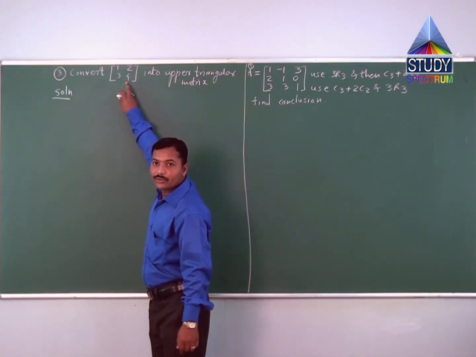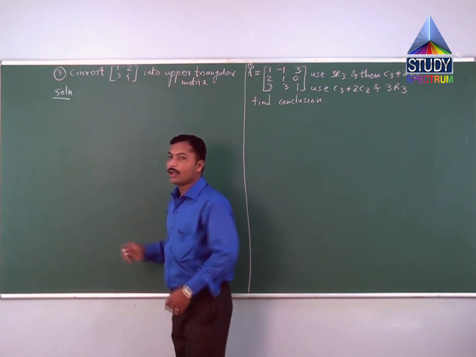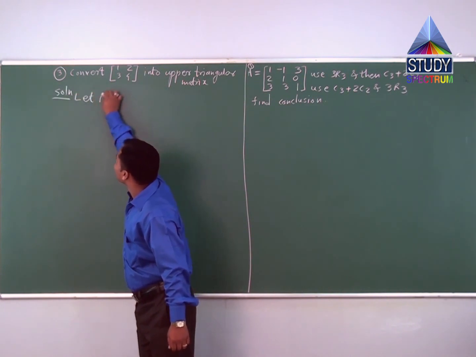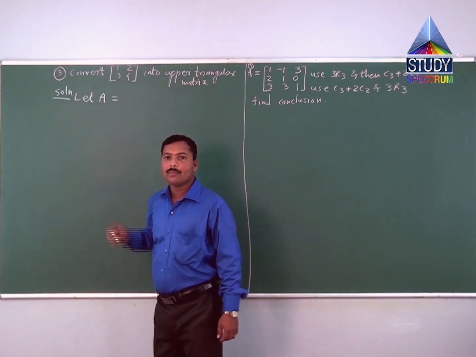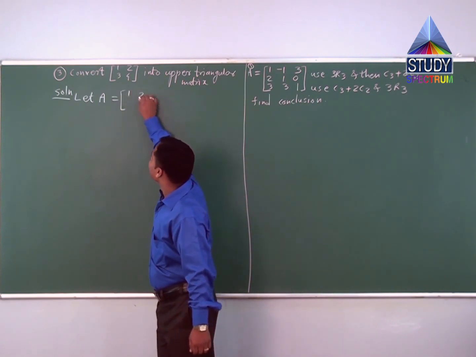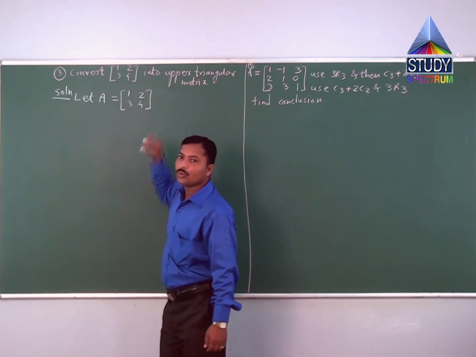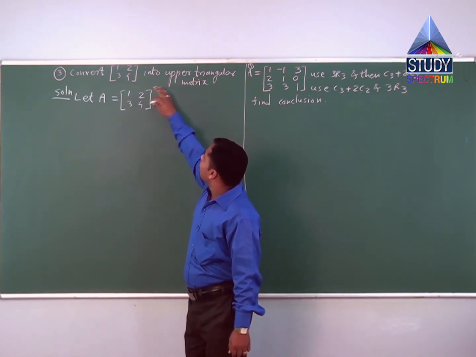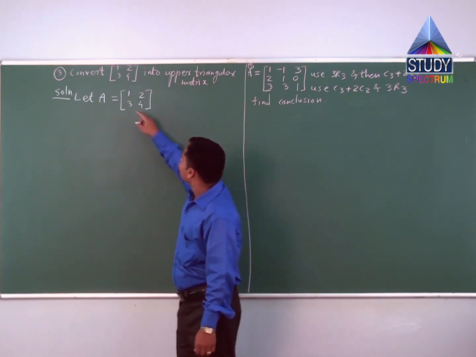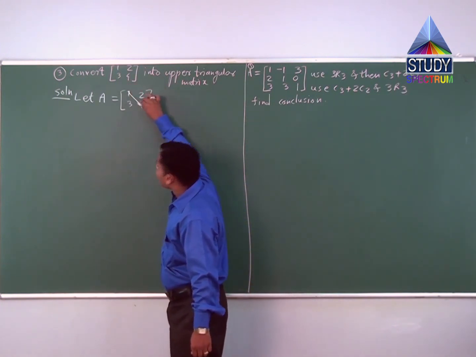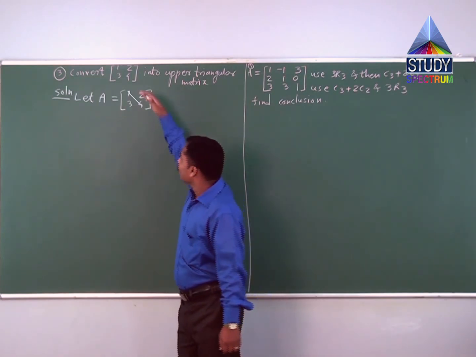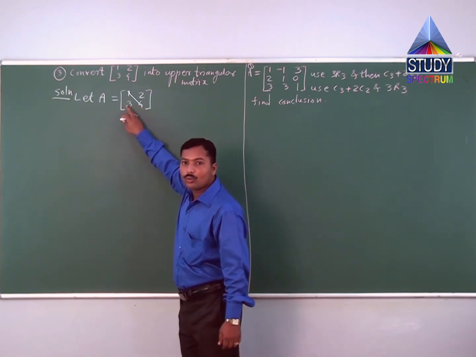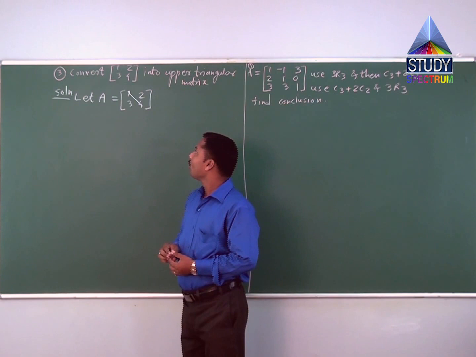Now we convert a given matrix into an upper triangular matrix. So we assume this matrix as A. Let A equal the given matrix 1 2 3 4: first row is 1 2, second row is 3 4. We want to convert this matrix into an upper triangular matrix, meaning below the diagonal, where 1 and 4 are the diagonal, all numbers are 0. So we want to make this 3 a 0.